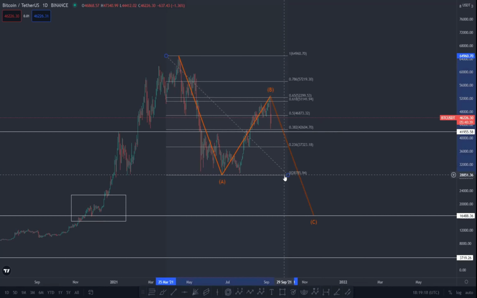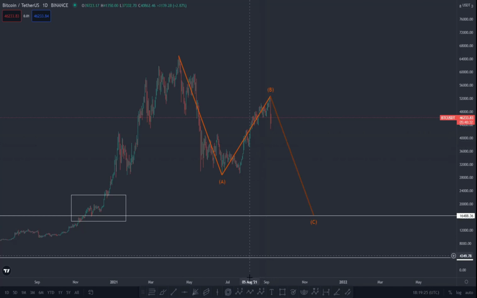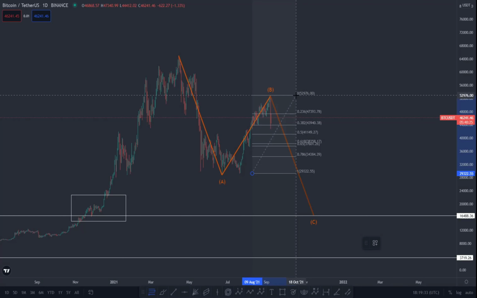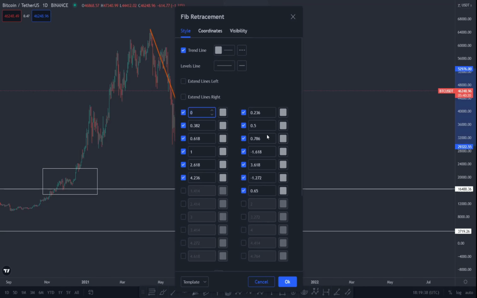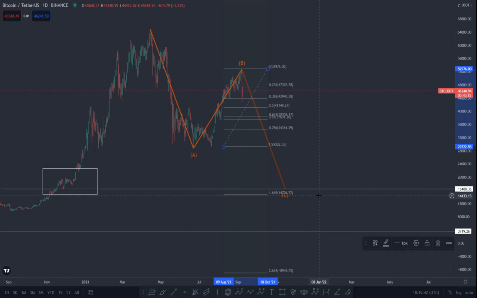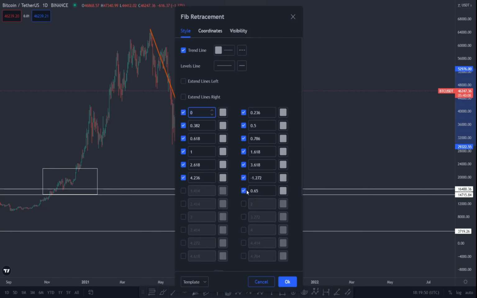All right. Another way, let me delete this fib. Another way to see where the price is going is to take the swing low, the last swing low, and the last swing high. And we'll add this one back again. And it will give you another level, like so. But we know we have different levels as well, like this one.